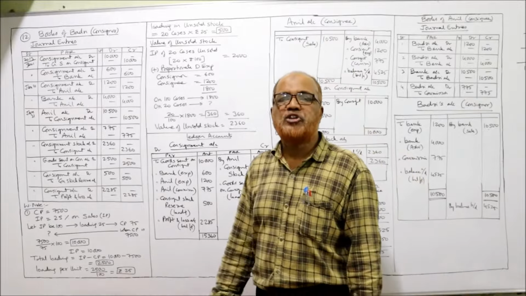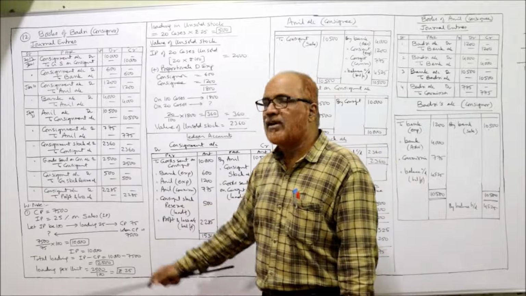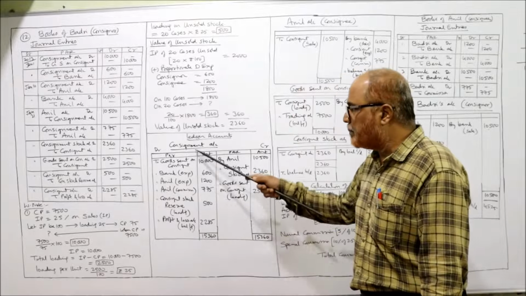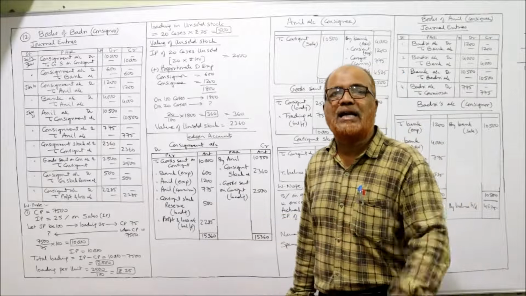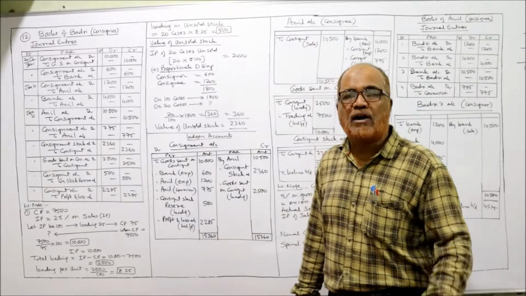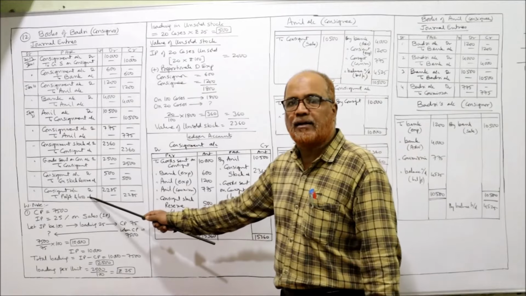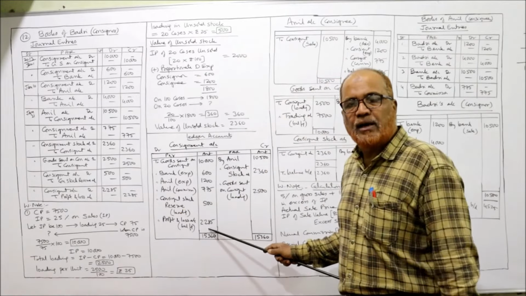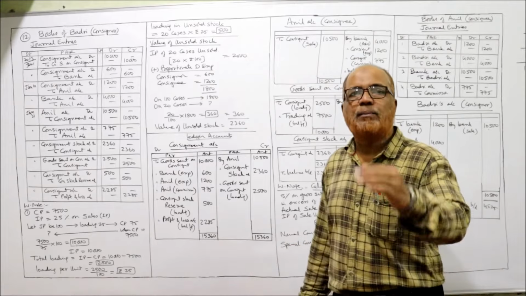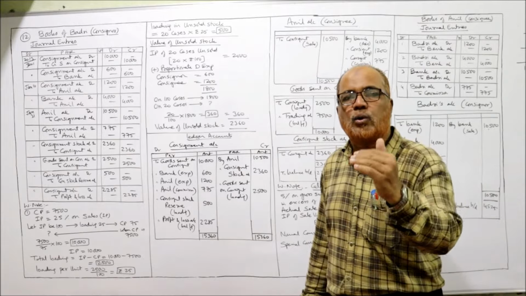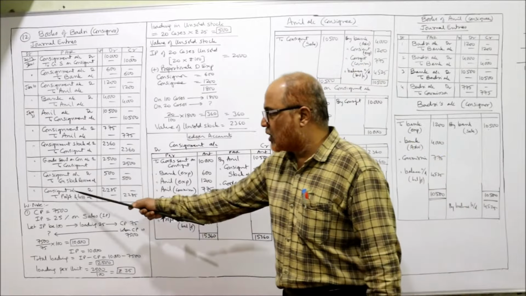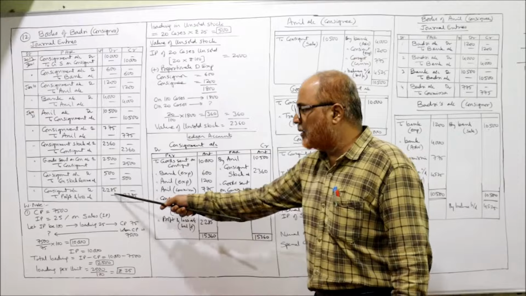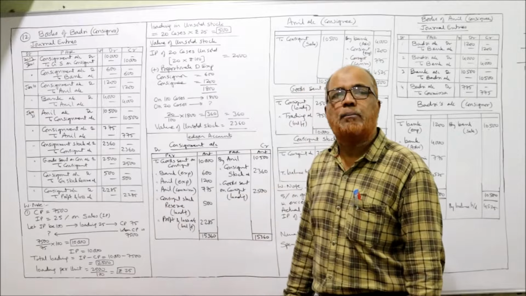Last one is profit or loss on consignment. This entry we can pass only after preparing the consignment account, because by preparing the consignment account we will be able to get the profit or loss. After finding out the profit or loss, we pass the entry. Here we are getting a profit of 2285. So the entry will be consignment account debtor to profit and loss account 2285, being the profit on consignment.